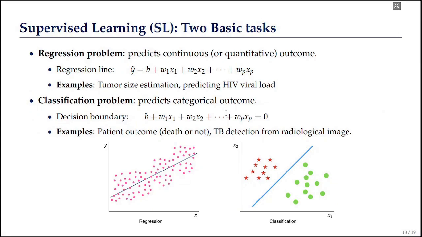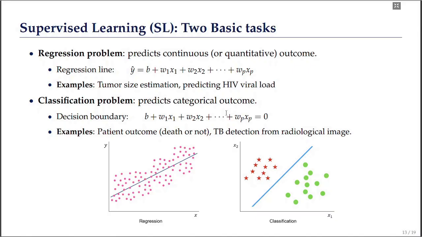Now in supervised learning there are two basic tasks. One is a regression problem, and the other a classification problem. In the regression problem we are interested in predicting a continuous, or in general a quantitative, outcome variable. So the objective is to estimate a model of the form y hat equals b plus w1 x1 plus w2 x2 plus ... wp xp. So this linear regression, or line of regression, is going to be estimated.